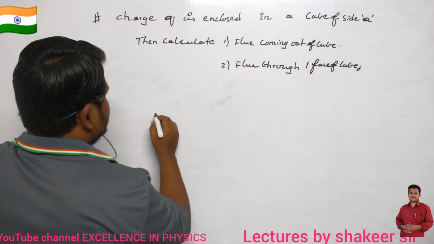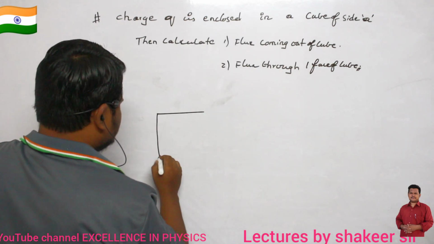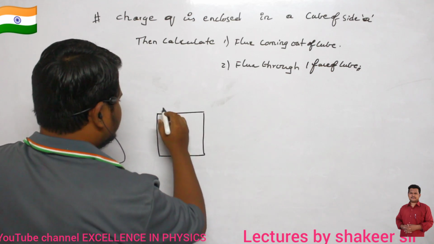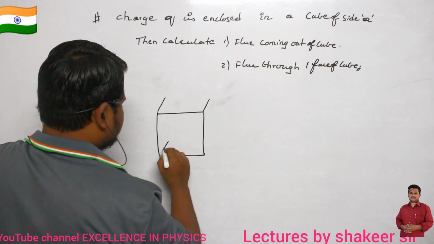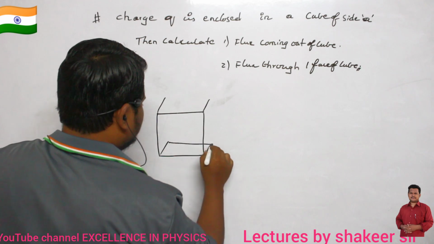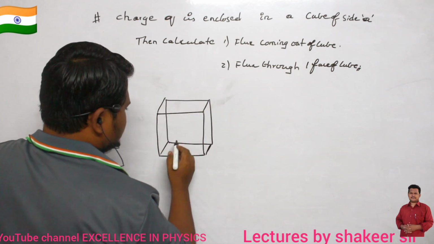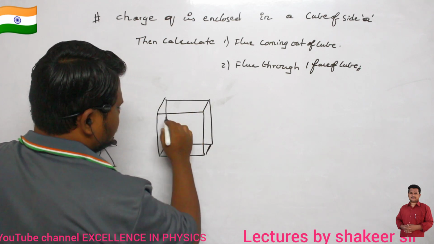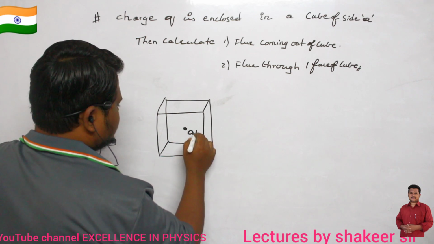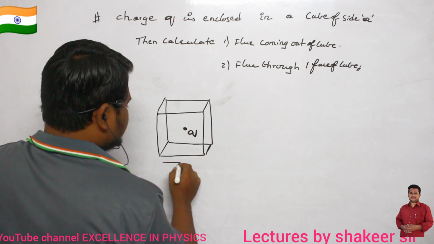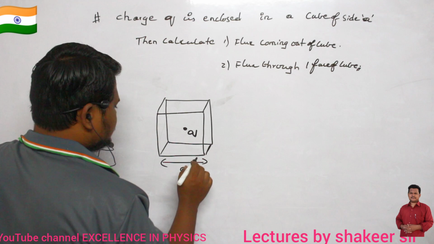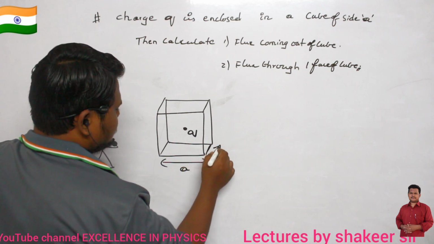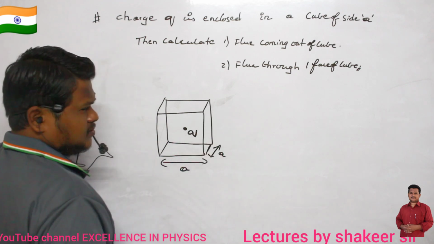So what is a cube here? This I can call it as a cube. This is a cubical structure. A charge is present here at the center of this cube, and the amount of charge is Q. And what is the side of this cube? Side of this cube is A. It means length is also A, breadth is also A, height is also A.